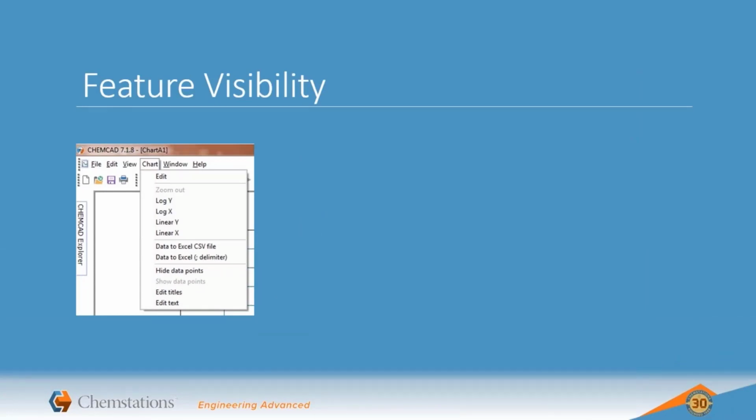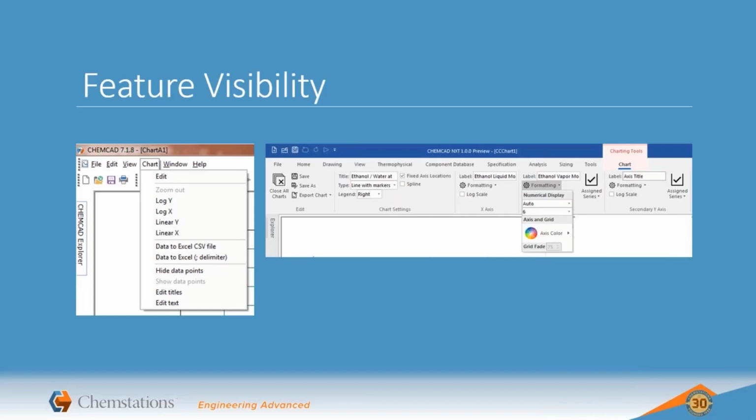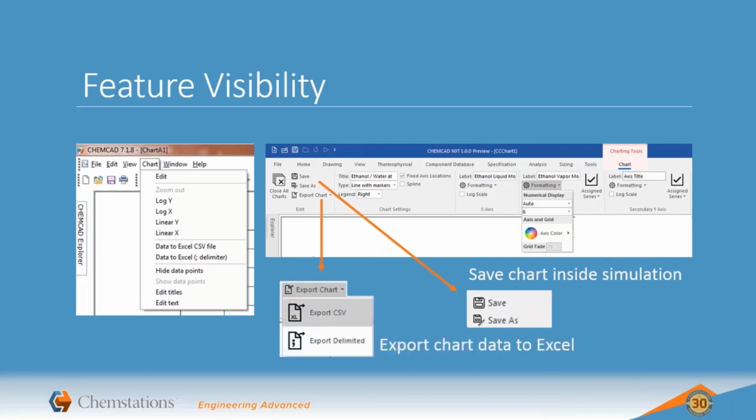The features available for any chart are greatly improved when compared to ChemCAD 7 and earlier versions, where the charting tools were all listed in the chart menu of the active chart. Customizing any chart usually required multiple clicks. In this version of ChemCAD, the features that apply to the active chart are all in one place. This layout brings visibility to both old and new features, especially the lesser-known ones, such as the ability to save the chart inside the simulation and the ability to export the data to Excel.